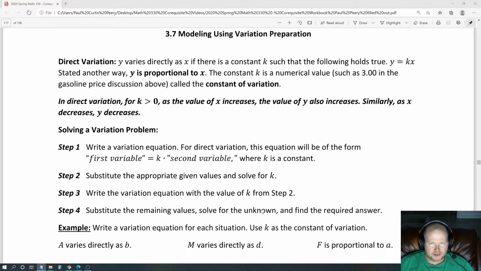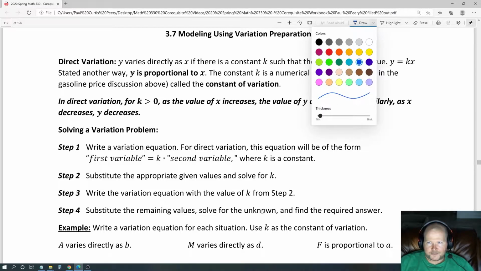3.7 Modeling using variation preparation. All right, so we have different kinds of variation. The first one we're going to be dealing with is direct variation.